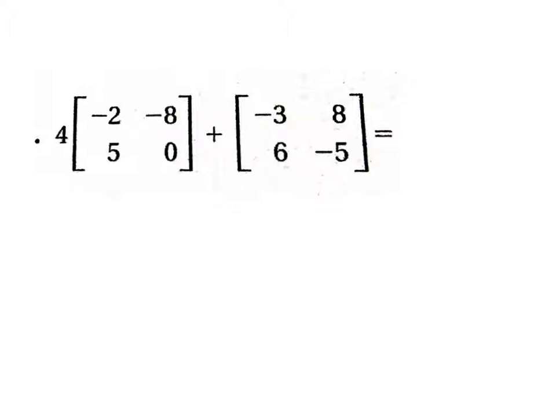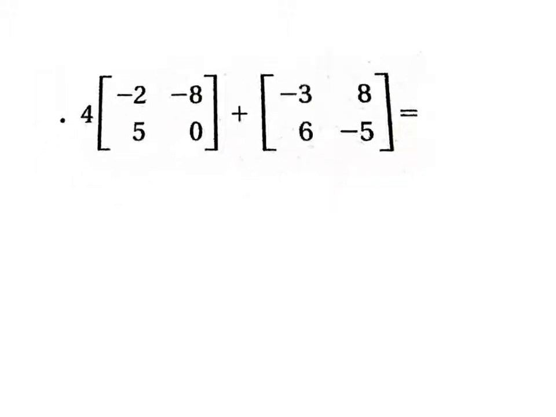One thing we haven't seen yet, there's a 4 on the outside of this one. That 4 is called a scalar. That's the official name of it. Before you add or subtract, you need to take care of that scalar. What you do with a scalar is you distribute it inside the matrix. So I'm going to multiply every number in there by 4, like that.